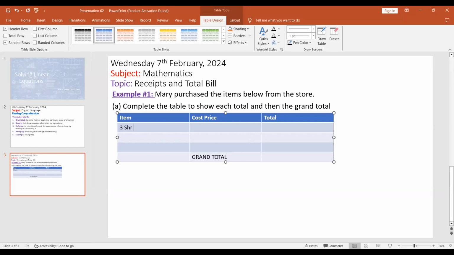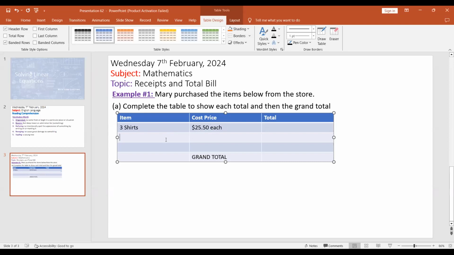The next thing we're gonna have is the cost price, and that's the unit price. What do we mean by the unit price? Anyone can remember? The cost of one item. Very good. The cost for one item. So it's $25.50 each. That's the cost for one item.